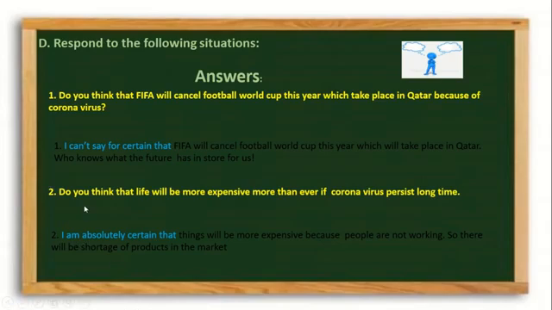Or the second example, do you think that life will be more expensive more than ever if coronavirus persists a long time? Question mark, sorry here. I am absolutely certain that things will be more expensive because people are not working, so there will be a shortage of products in the market. Here also it's an example. You can change here. I am not certain, I am not sure, etc. And here you can say I am sure, most definitely, I am absolutely sure, I am definitely certain, etc.